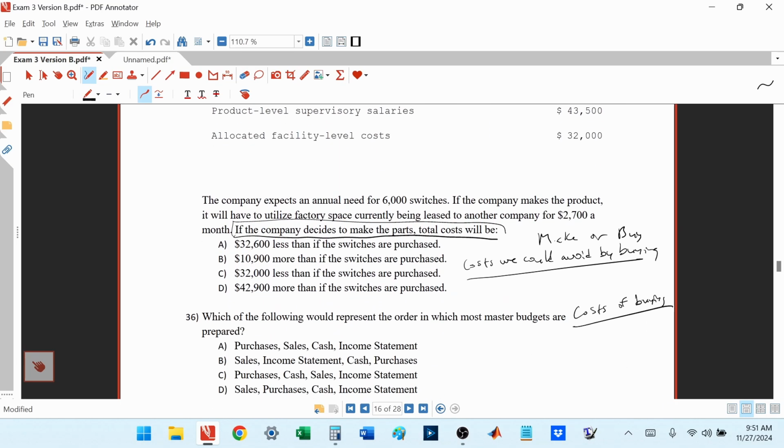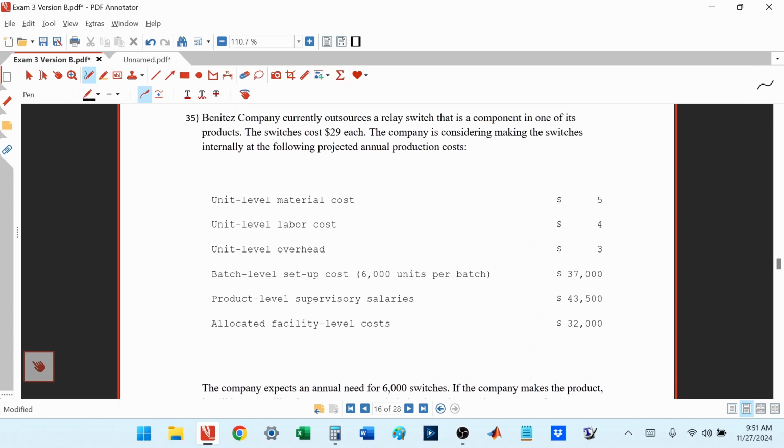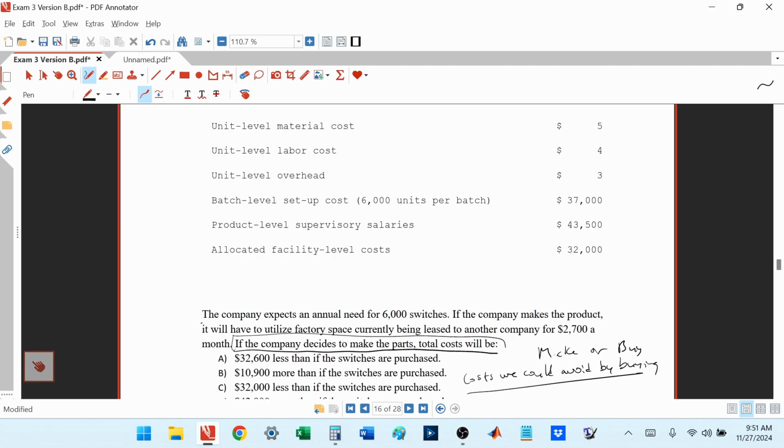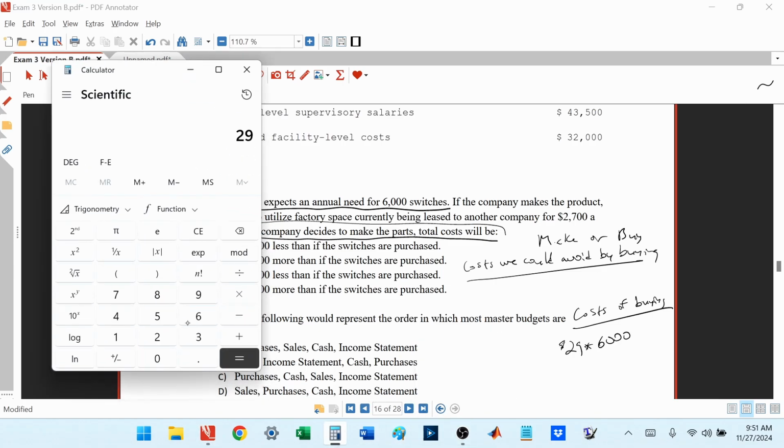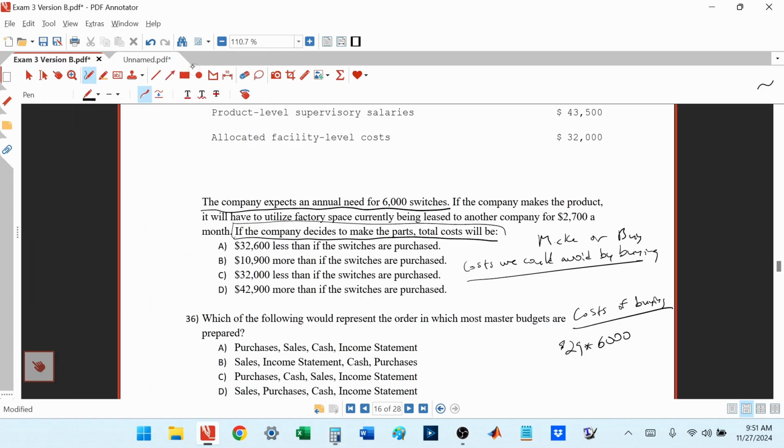This is usually the easy one to get. The cost of buying are 29 per switch times the 6,000 switches. And we're currently buying. So this is our cost to buy the 6,000 switches. $174,000.